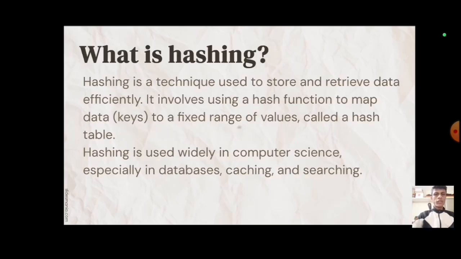Before getting to know what is static hashing, let us understand what is hashing. Hashing is a technique used to store and retrieve data effectively. It involves using a hash function to map data to a fixed range of values called a hash table. Hashing is used widely in computer science, especially in databases, caching and searching.